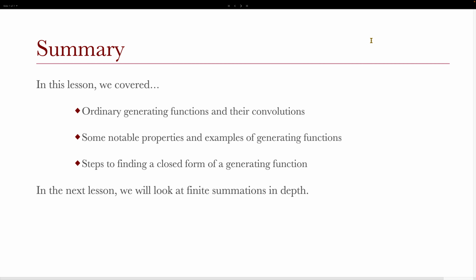Now you've made it to the end of this lesson. In this lesson, we covered ordinary generating functions and their convolutions, some notable properties and examples of generating functions, and some steps to finding a closed form of a generating function given a recurrence relation. In the next lesson, we'll dive deep into some finite summations.